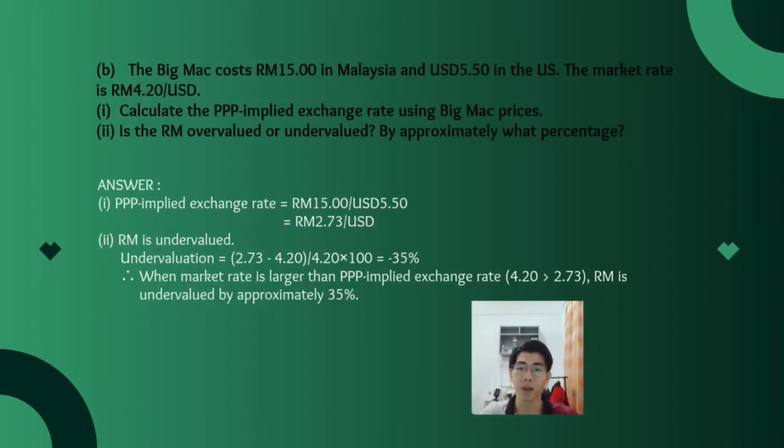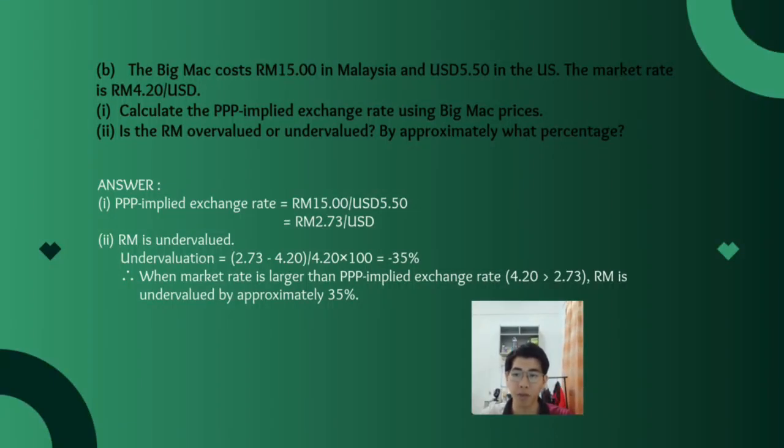B. The Big Mac costs 50 ringgit in Malaysia and USD 5.5 in the US. The market rate is RM 4.20 over USD. Roman 1: calculate the PPP implied exchange rate using the Big Mac prices. Roman 2: is the RM overvalued or undervalued, by approximately what percentage?